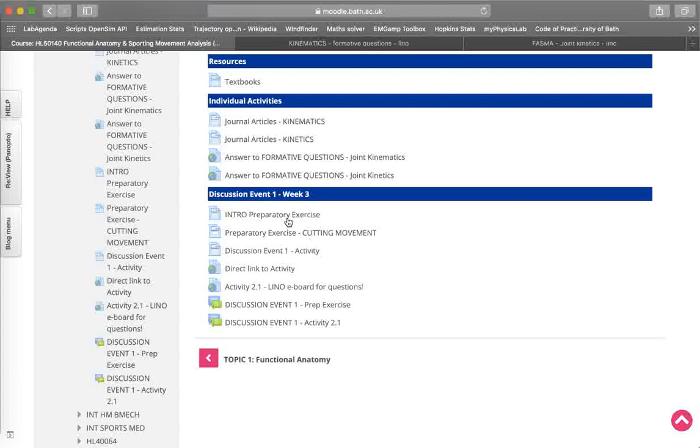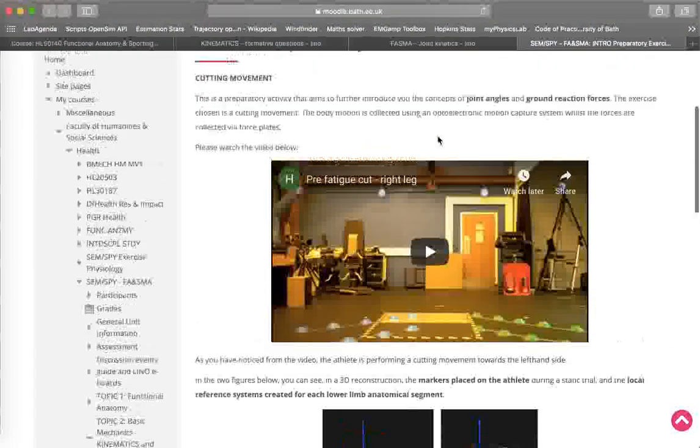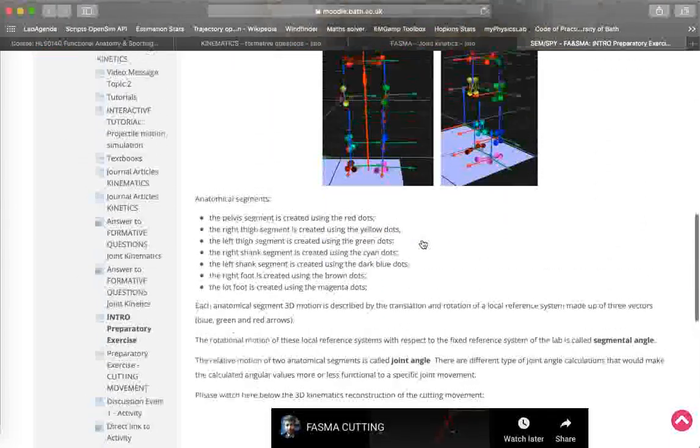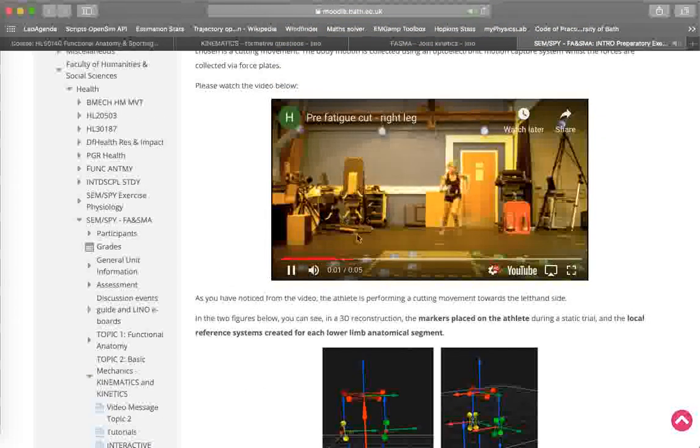I'm going to show you quickly the first introductory exercise. I created here a page where you can find the most important information that you need to then engage with this exercise, which will still be focused on joint angles, something that you might have already read last week. I'm also introducing the concept of ground reaction forces. I warmly suggest you to read carefully this page, where you can find information about the movement and how the movement has been collected.